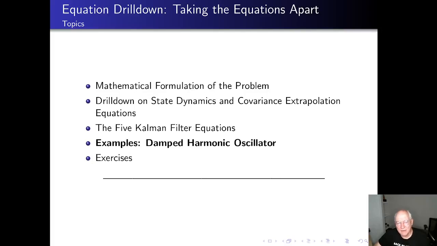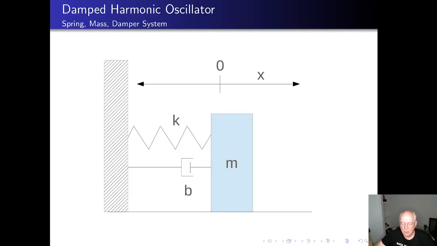Okay, welcome back everybody. This is the last of the three examples we're going to be looking at in this playlist. This example is the damped harmonic oscillator. Here's a schematic diagram of the system we're talking about.